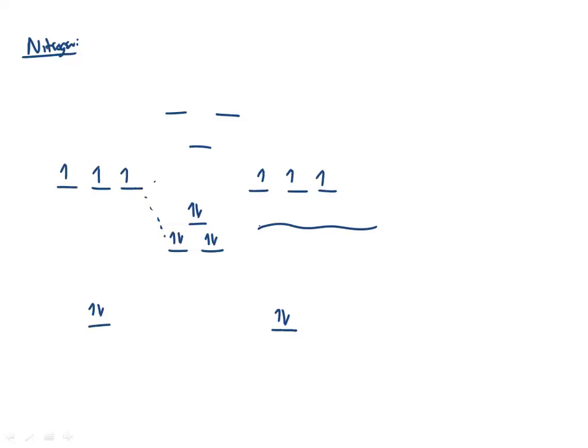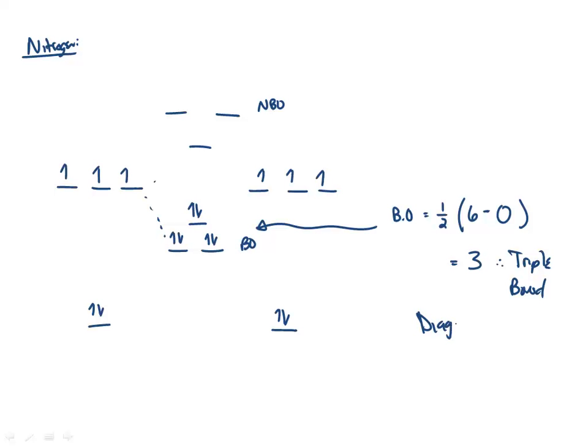Notice that if I calculate that bond order, that's equal to 1/2 of 6 electrons in bonding orbitals, 0 electrons in my NBOs. And so I get a bond order of 3, which predicts a triple bond. It also predicts that it's diamagnetic, which also happens to be true. We know it should be diamagnetic.